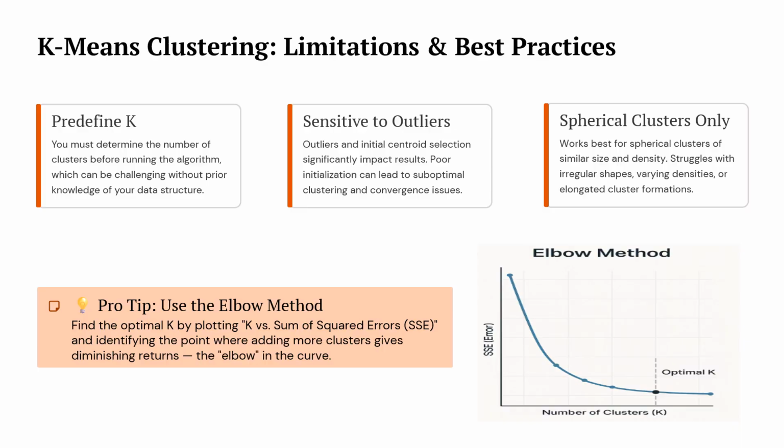Here is a pro tip: use the elbow method. Plot the number of clusters against the sum of squared errors. The point where the curve bends, the elbow, shows your optimal K value.